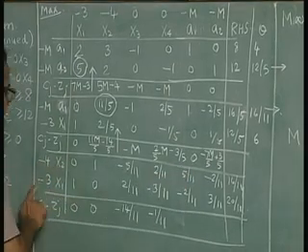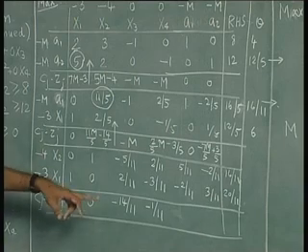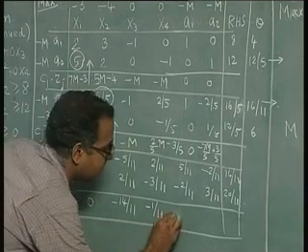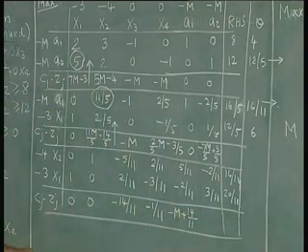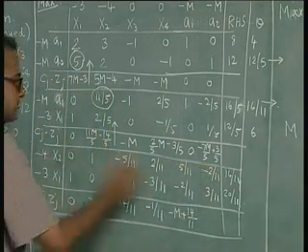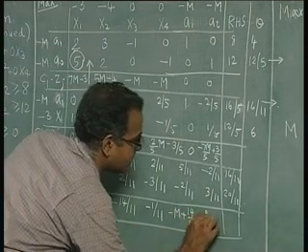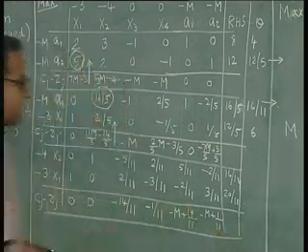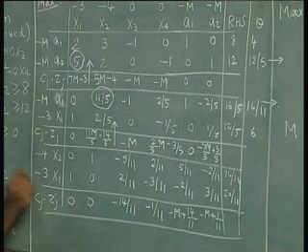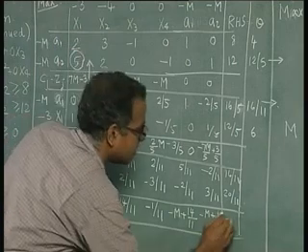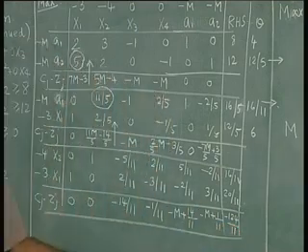This is minus 20 by 11 plus 6 by 11 is minus 14 by 11. So, this is minus m plus 14 by 11. This is 8 by 11 minus 9 by 11 is minus 1 by 11. So, minus m plus 1 by 11. 16 into 4 is 64 plus 20 into 3 60, 124, so minus 124 by 11.